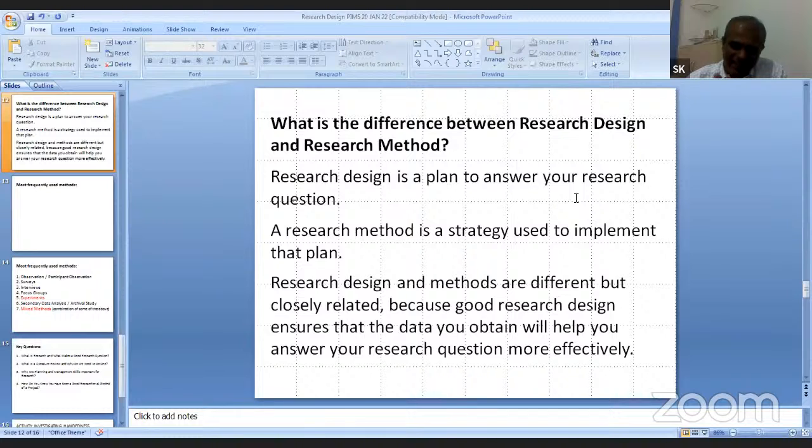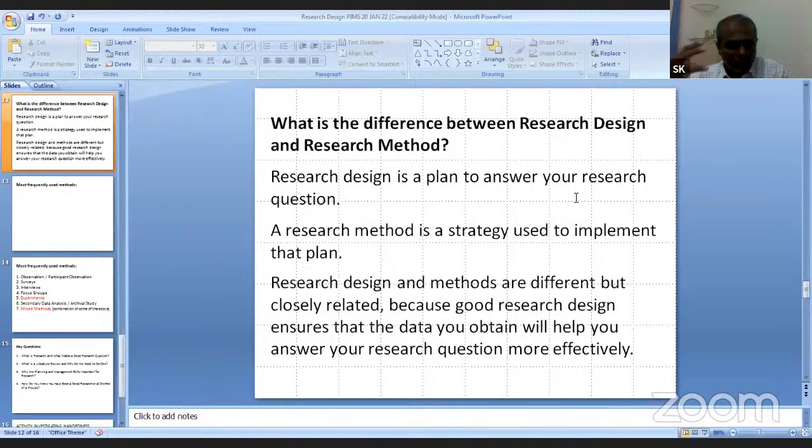You cannot draw a line or be very strict about the design and method in the context of research. Why? Because they are, of course, different, but they are so closely related that when you are designing a research, you are, of course, thinking about the methods or tools you're going to use. And the methods and tools that we're going to bring in almost always depend on our research design. So they go hand in hand. It's like having two hands and working instead of having just one hand.